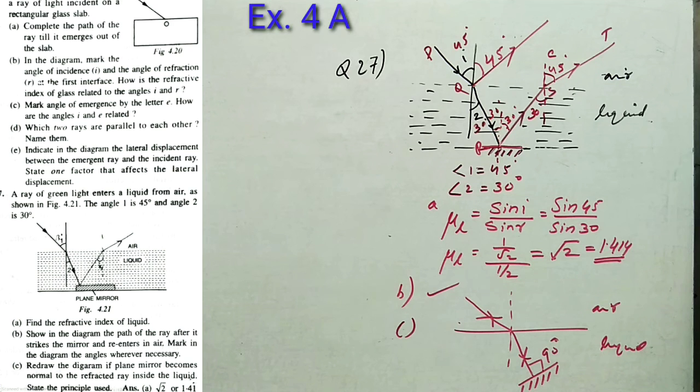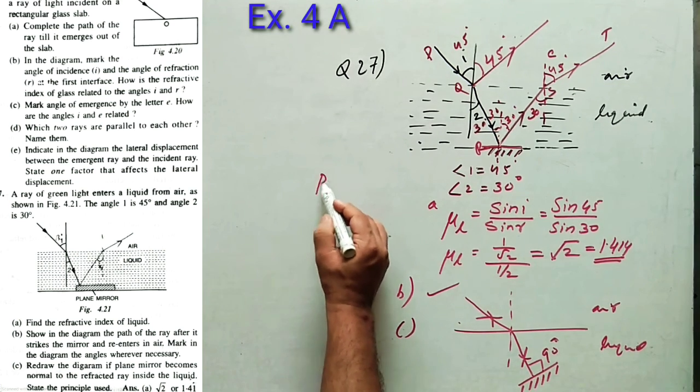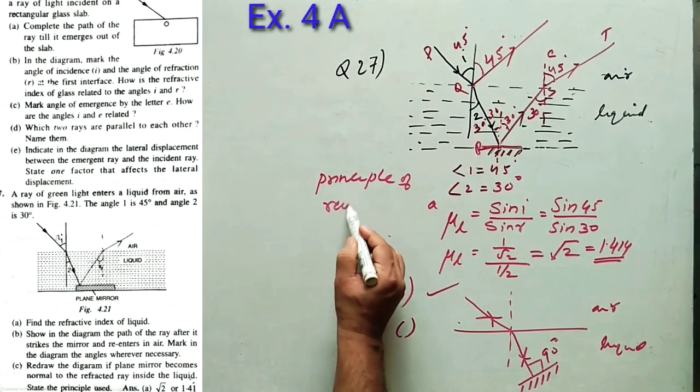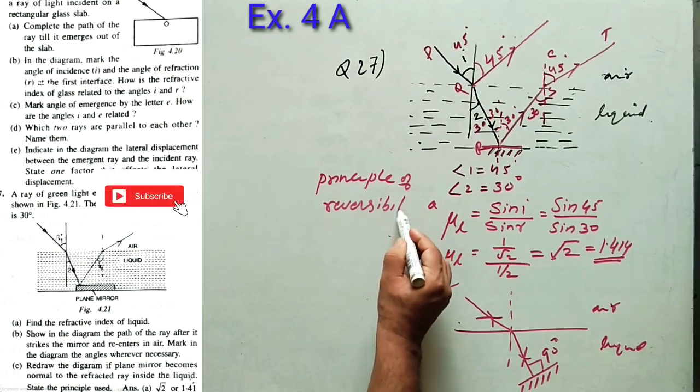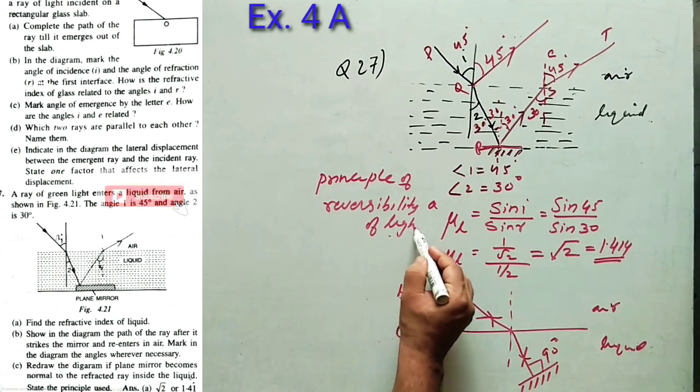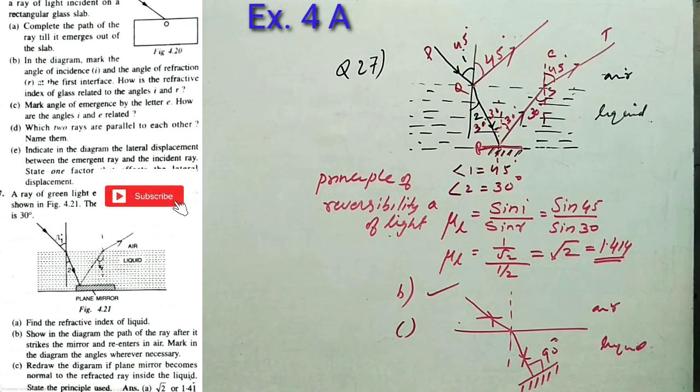So what is left over there? State the principle used. What is the principle used? Principle of reversibility. Reversibility of light. Clear? So light rays are reversible when striking a mirror placed at normal and 90 degree.